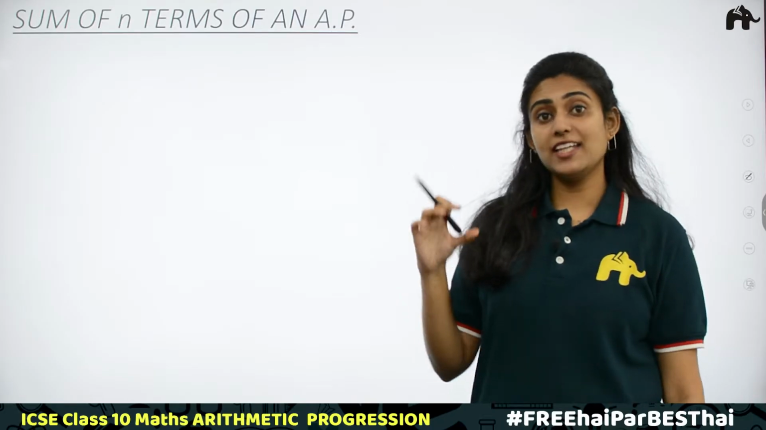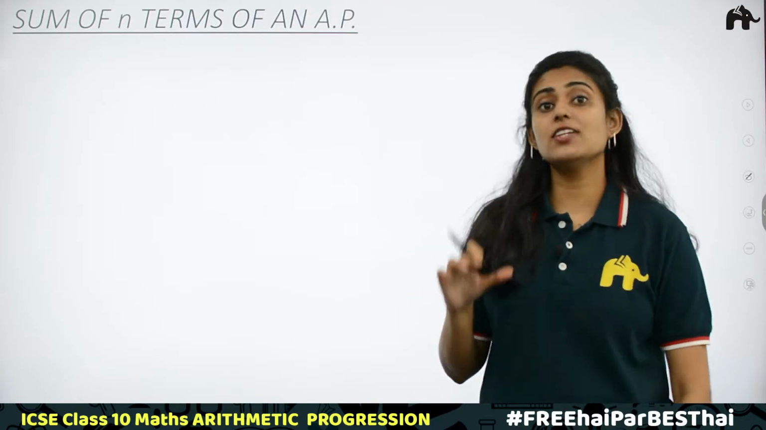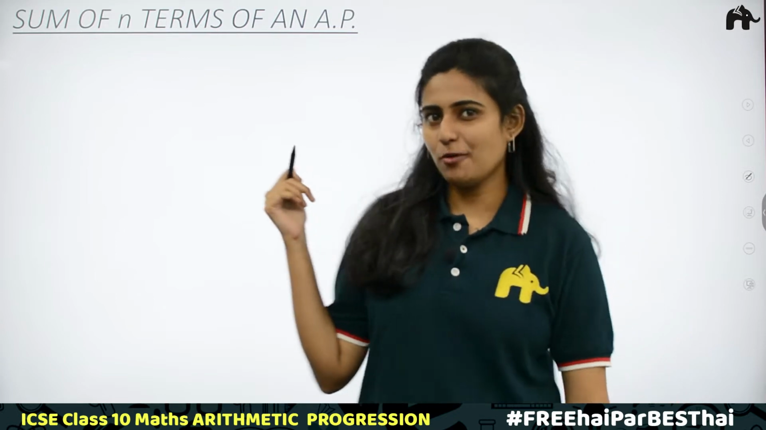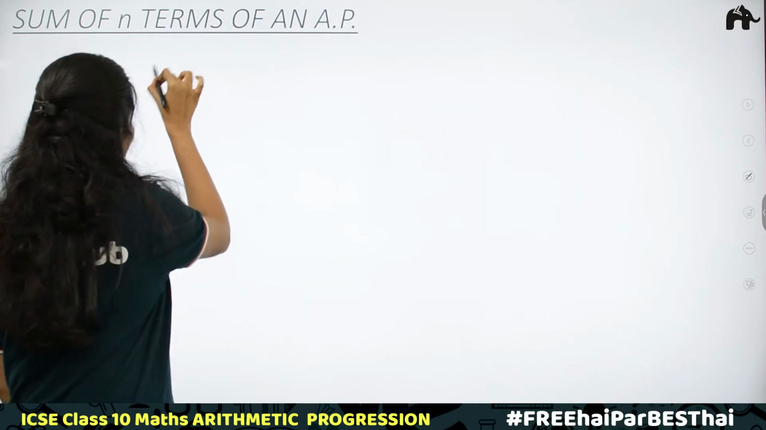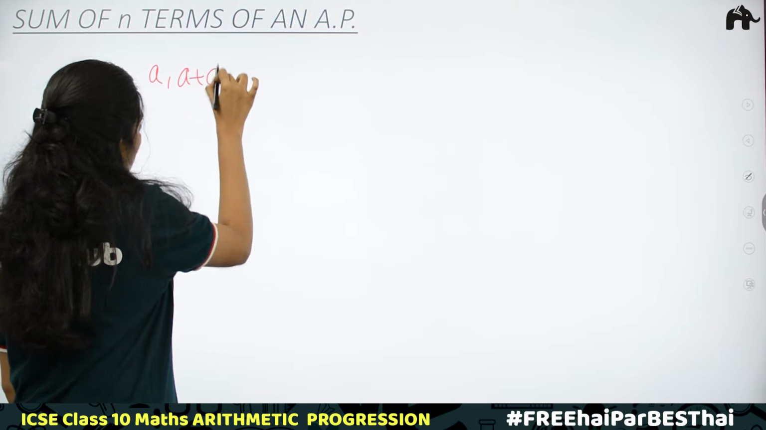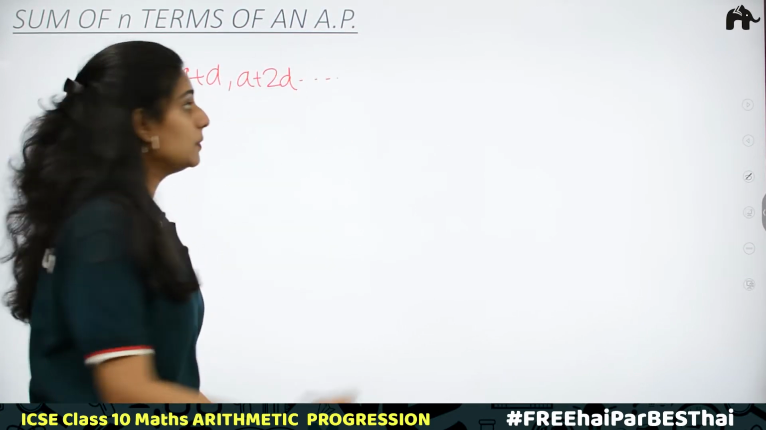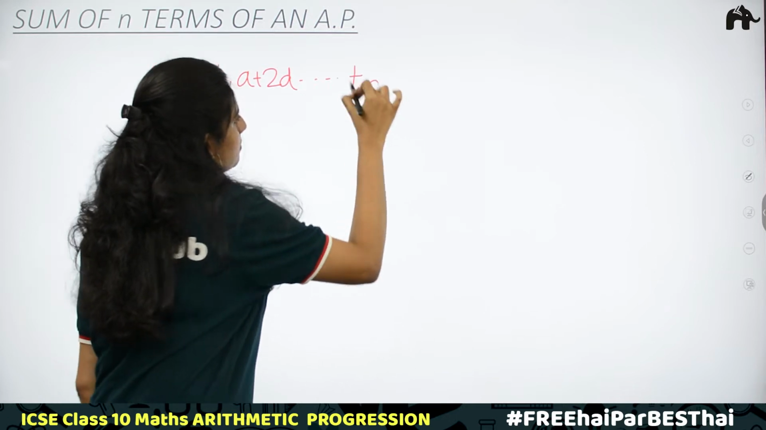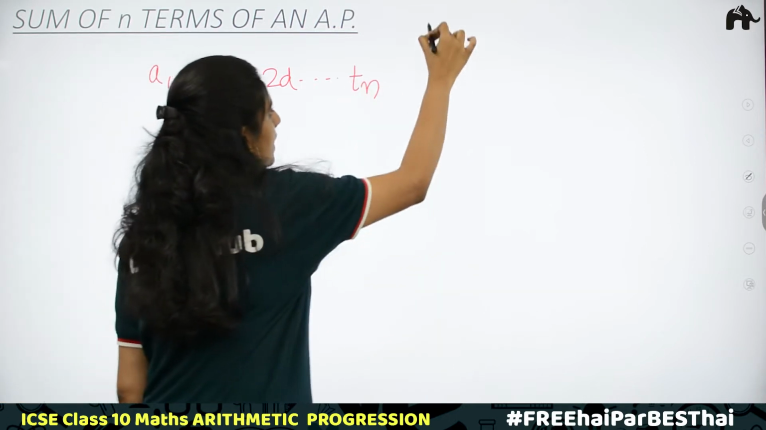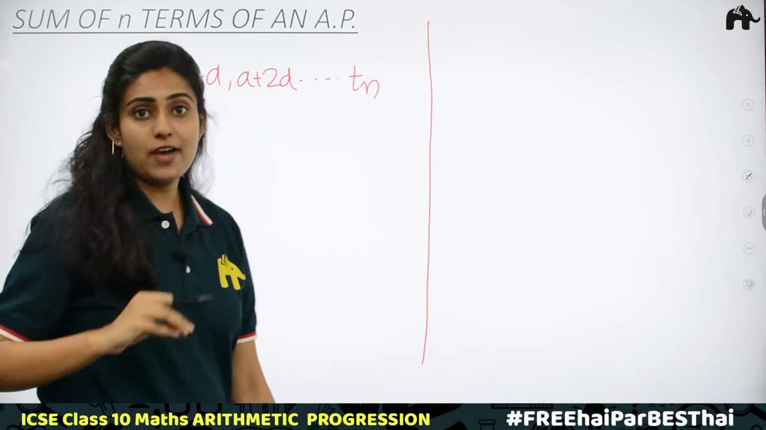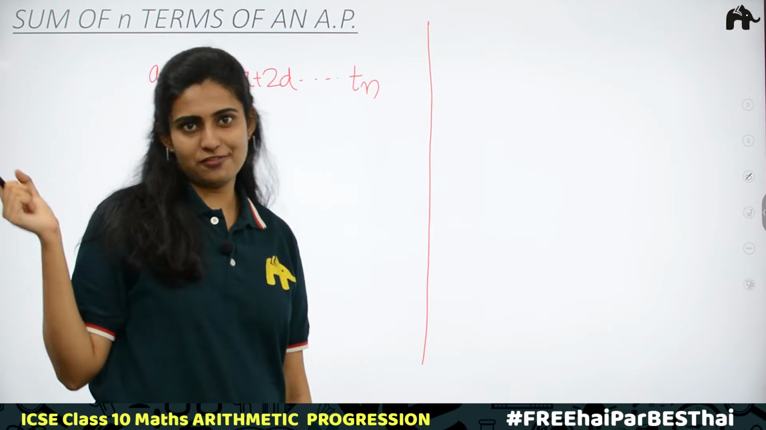We know how to find the nth term of an AP. Also, we know the general form of an AP. What is the general form of an AP? A, a plus d, a plus 2d, etc. up to the nth term, Tn. Okay. Now, we are going to find the sum of n terms of an AP.